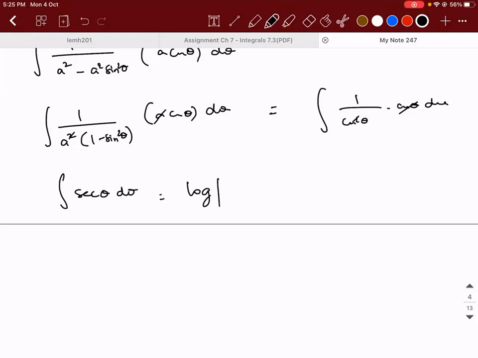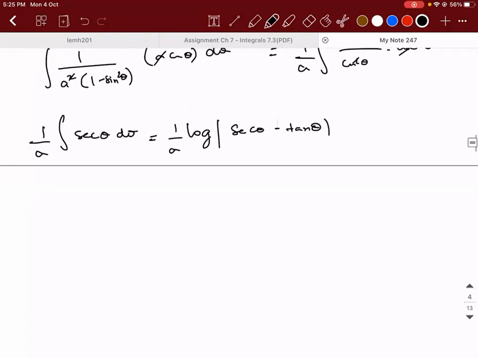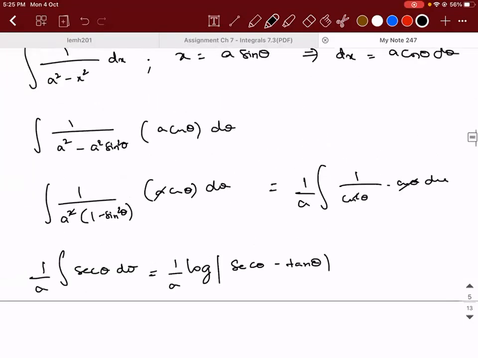Log of something. Oh, there is 1 by a. Sorry guys, I forgot this 1 by a. So 1 by a into log of, check, what is the integral of secant x dx? Log of secant x minus tan x, sir. Correct. So log of secant theta minus tan theta.